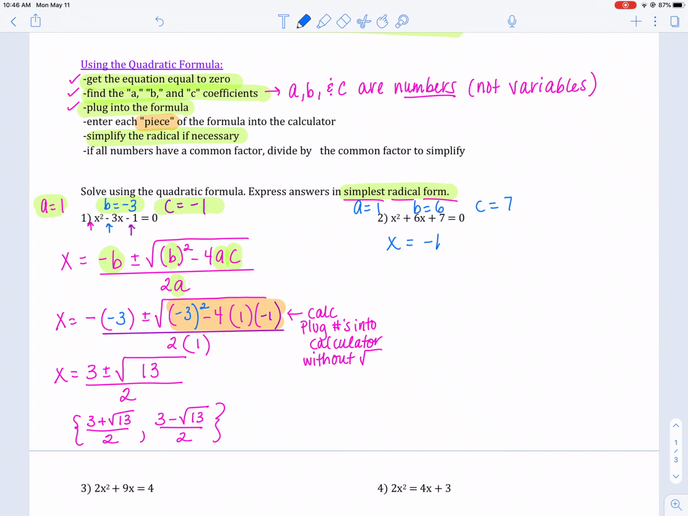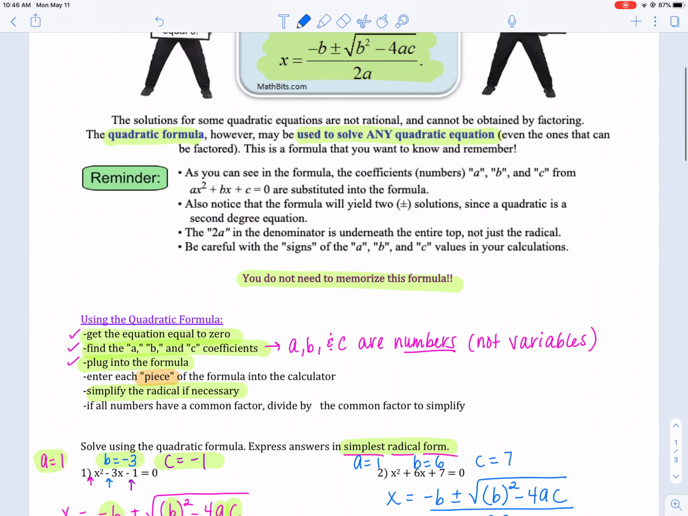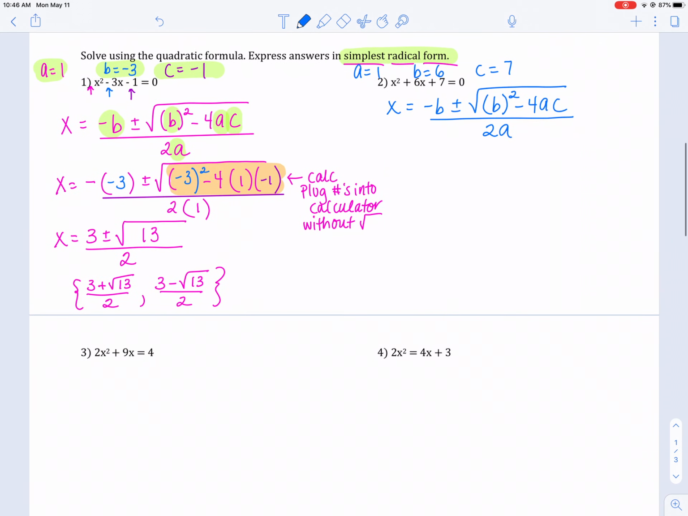Okay, so now I'm going to write my formula. X equals negative B plus or minus our square root. I'm always putting that B in parentheses, squared, minus 4 times A times C, and that whole thing is over 2 times A. So again, you don't have to memorize that. You're going to come up to the top. You're going to write it down.